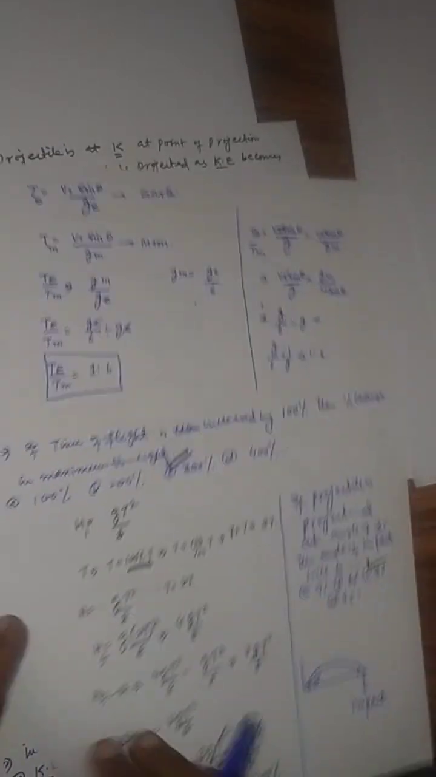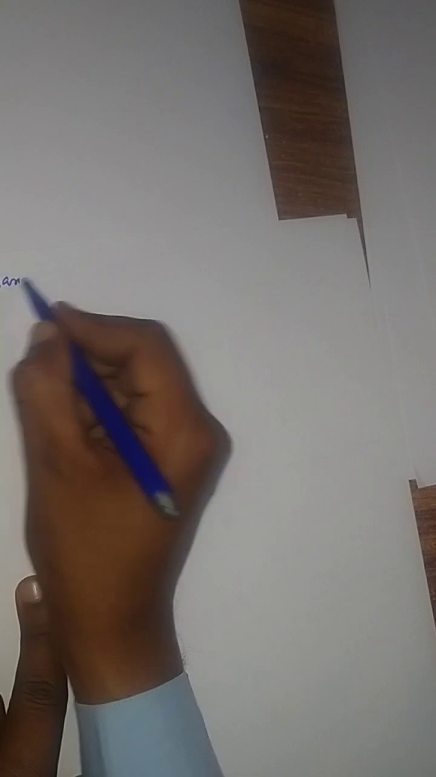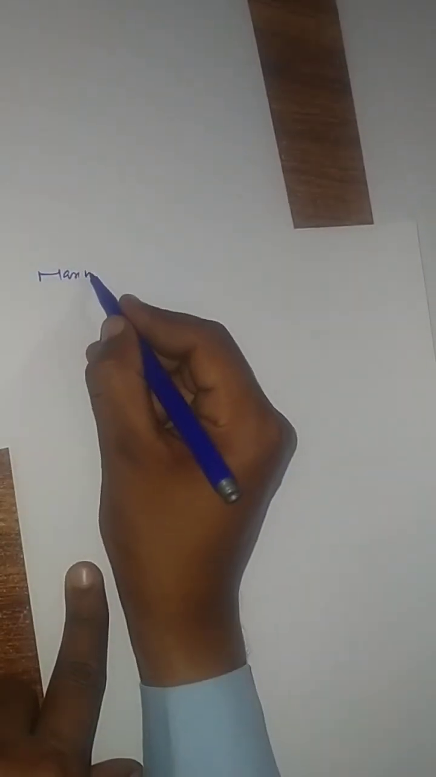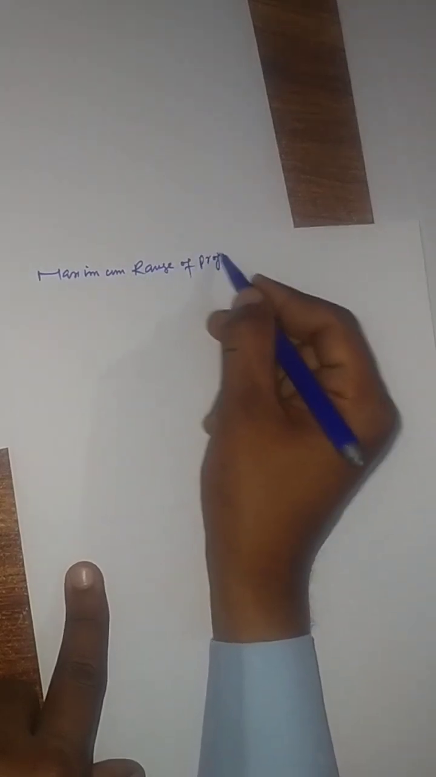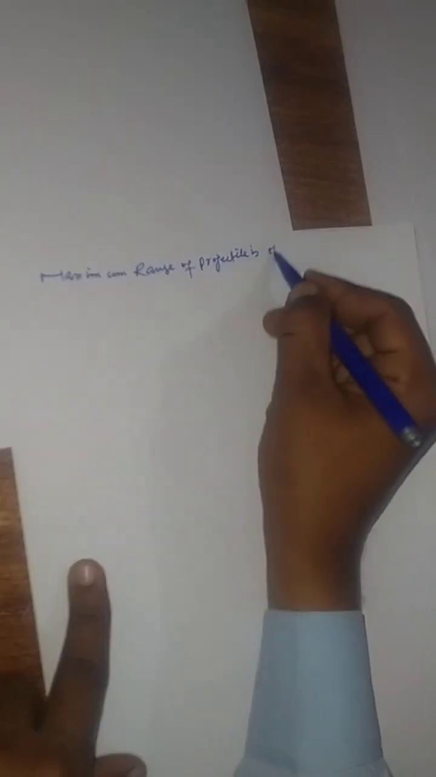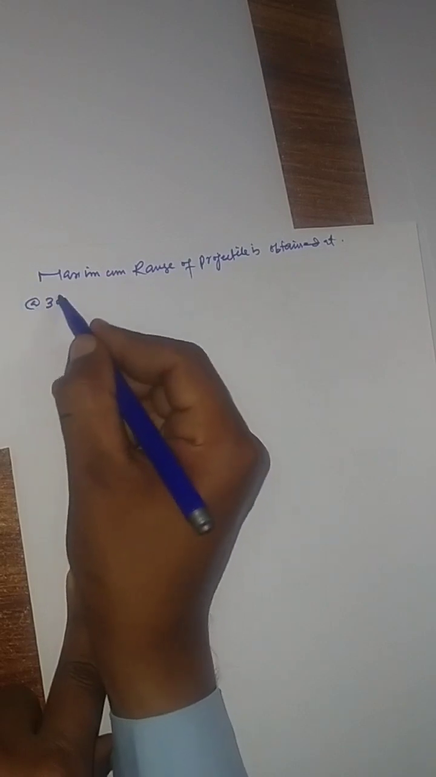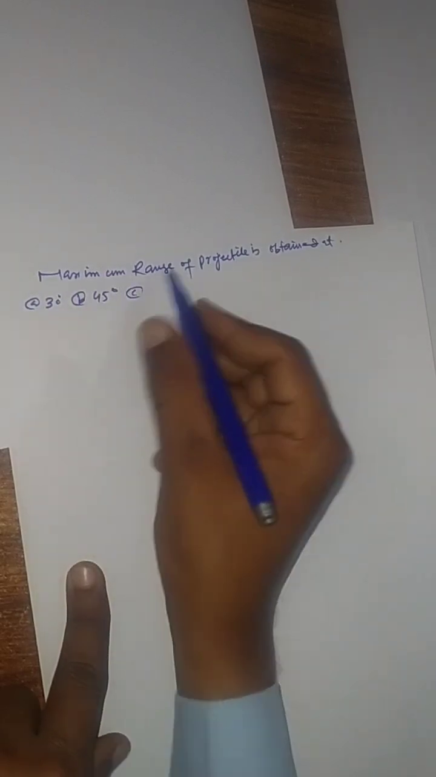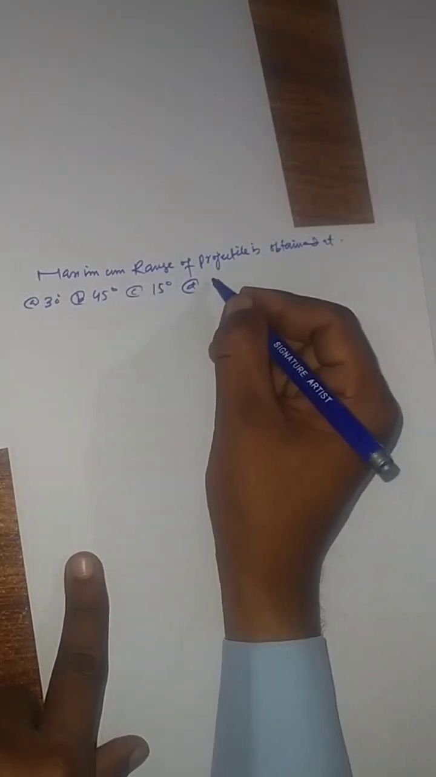Okay, at what angle the projectile must be projected in order to cover the maximum range? If we want to calculate the maximum range, the maximum range of projectile is obtained at, let's say 30, 45 or 15 or let's say 90.